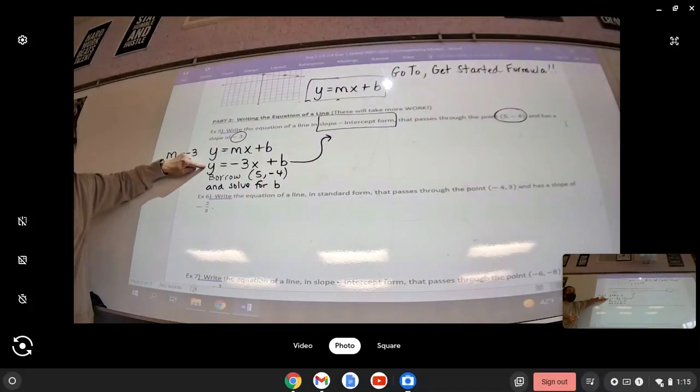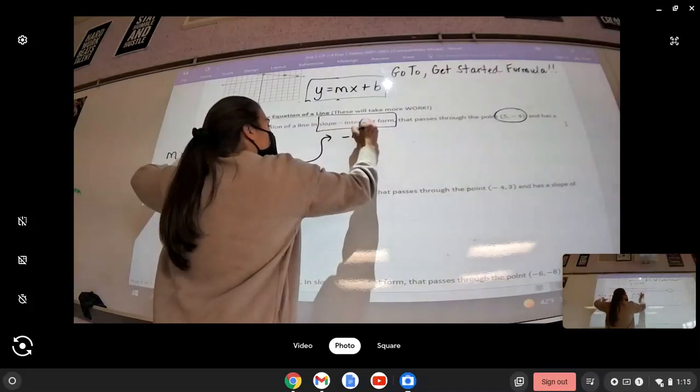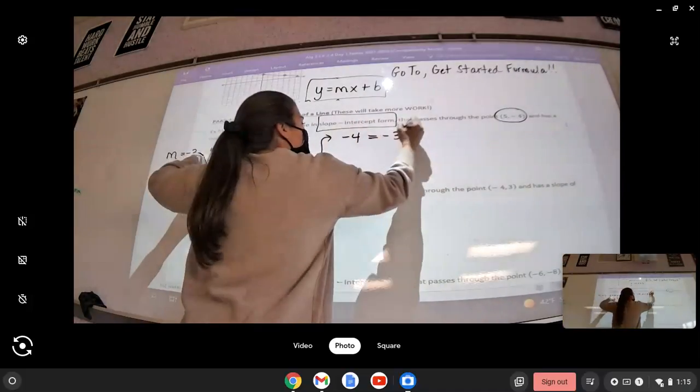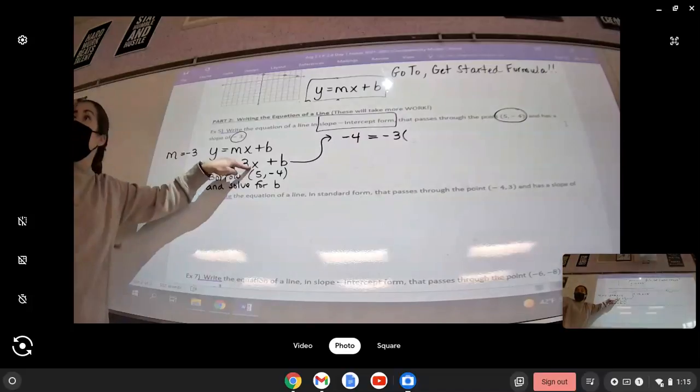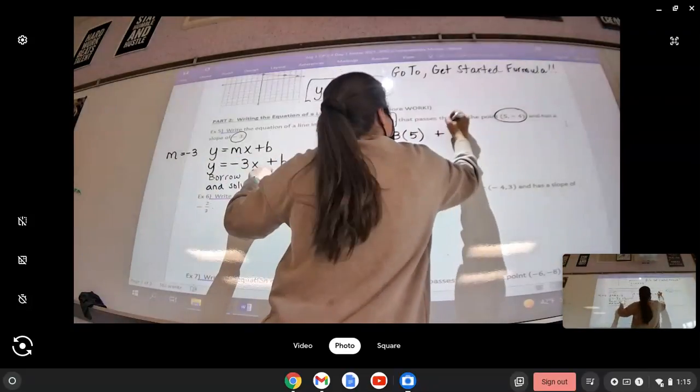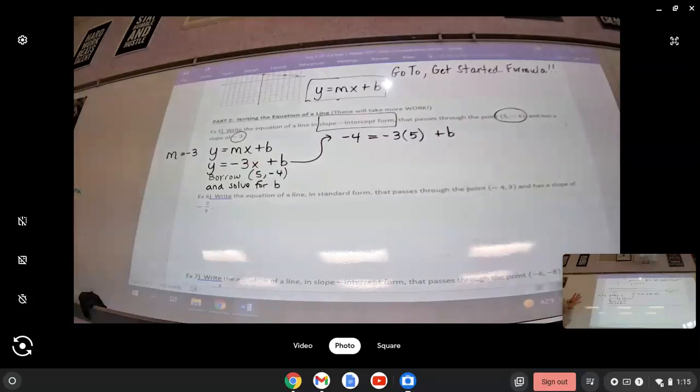So who is the y coordinate from the point we are borrowing? -4 equals -3. We already knew that was our slope. Times, now x, who's the x coordinate from the point? 5, and then plus b. And now b is the only variable here, and we'll be able to solve for him.